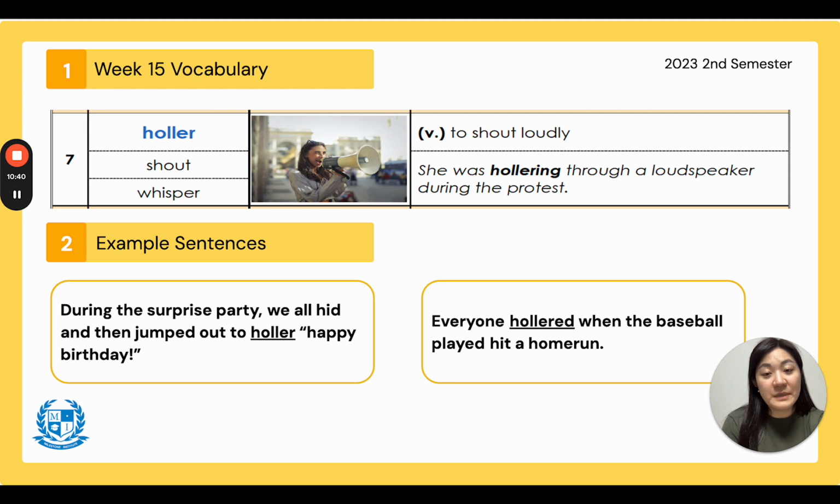So if you see this picture here, this woman is using a little loudspeaker and she is hollering. She's shouting very loudly. Repeat after me. She was hollering through a loudspeaker during the protest.